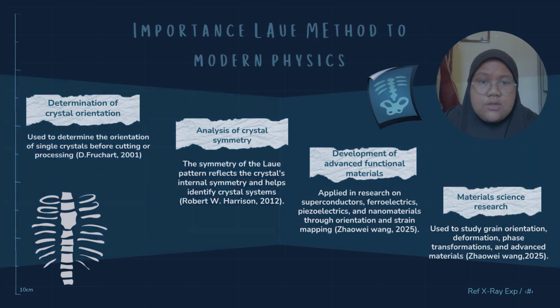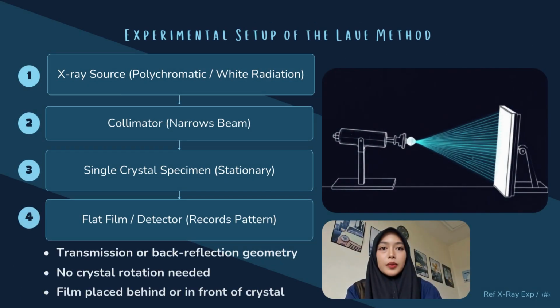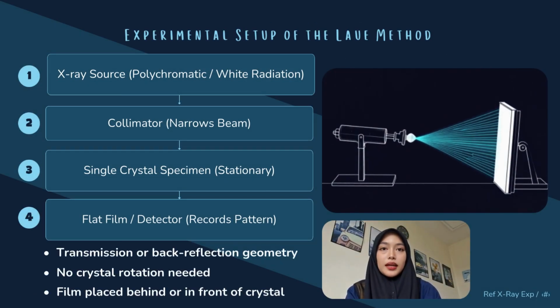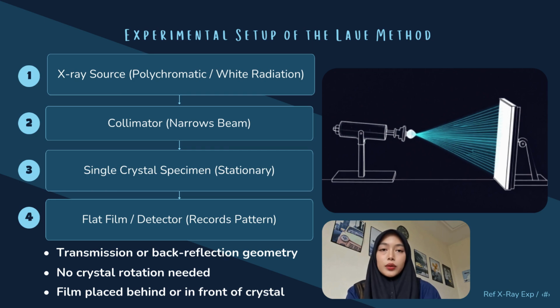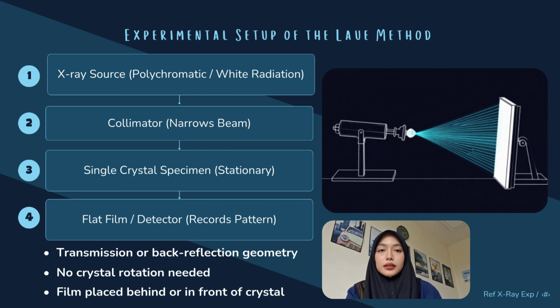I will explain the experimental setup of the Laue method. First, a polychromatic or white X-ray source is used because it contains many different wavelengths. The X-rays then pass through a collimator, which narrows the beam so it is more focused before reaching the crystal.